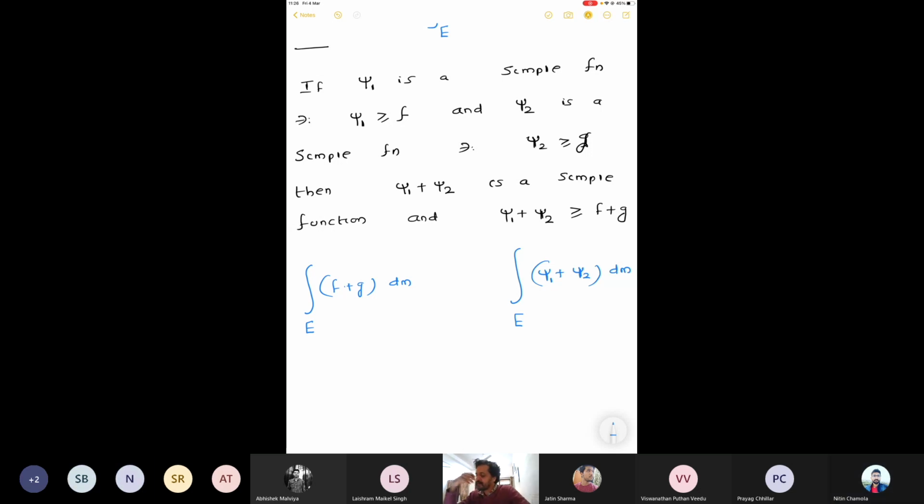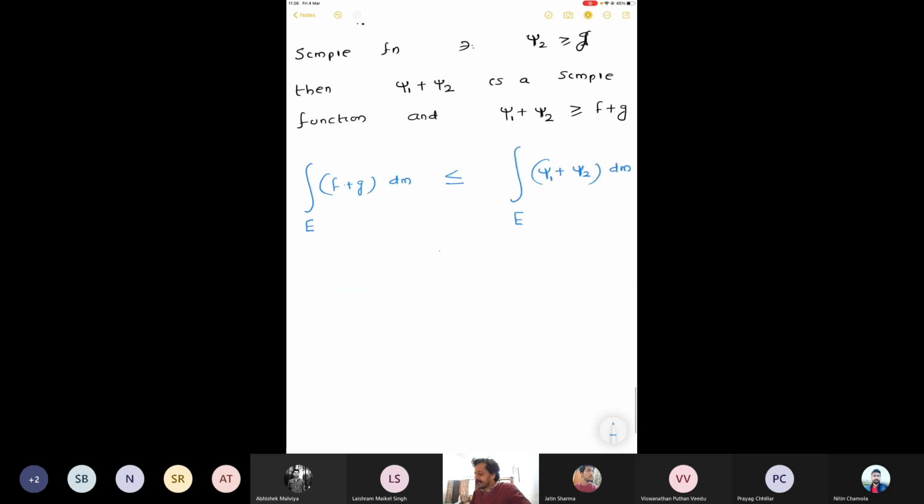Why? Because by definition, the integral over E of F plus G is the infimum of the integrals over all simple functions greater than or equal to F plus G. Psi1 plus psi2 is just one simple function. So this is less than or equal to. Do you agree? Yes, sir. Now, for simple functions, you already know that the integral is linear. So I can write this as integral over E psi1 dm plus integral over E psi2 dm. So this inequality is true.